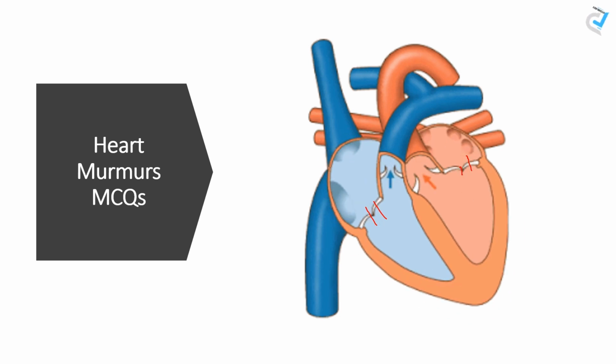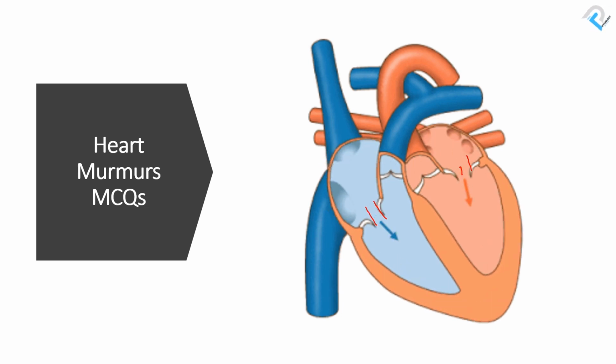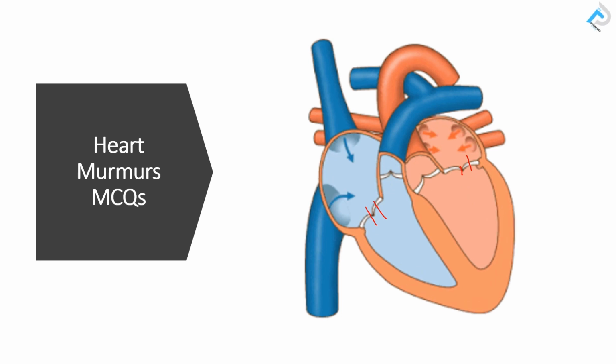They should close during cardiac diastole, so the blood doesn't flow back from the vessel to the ventricle. So they have to be closed during cardiac diastole. If they are not closing, we call that incompetence or regurgitation, and that will result in a diastolic murmur. So I hope by this you could get an idea about the reasons or causes of murmurs.